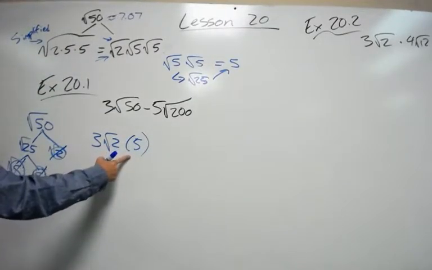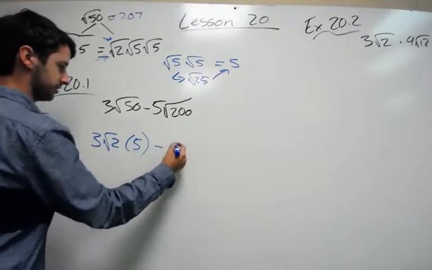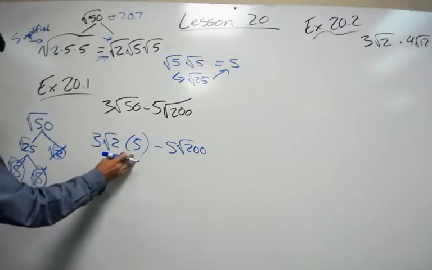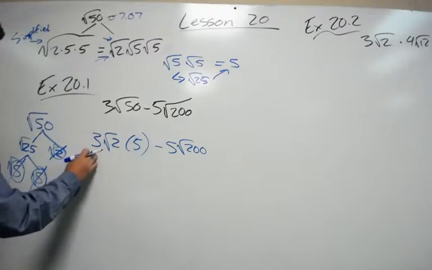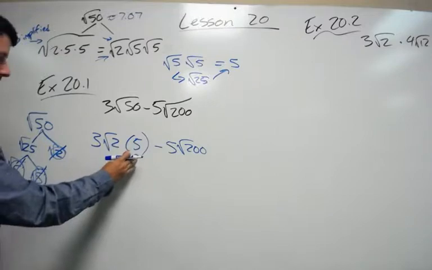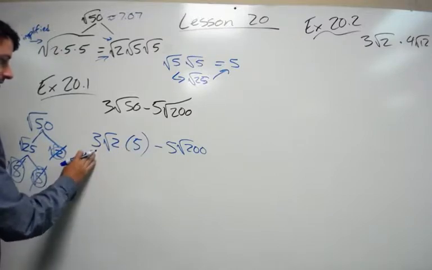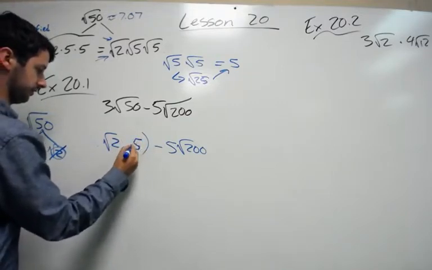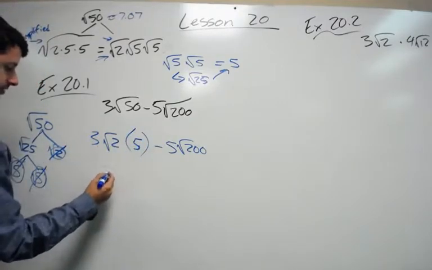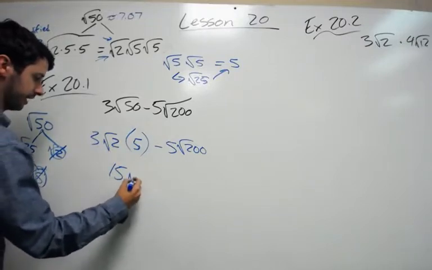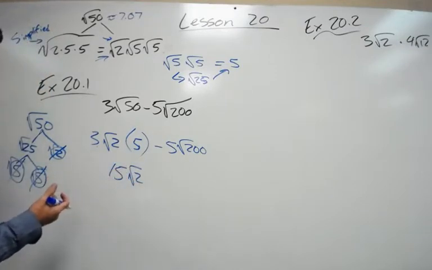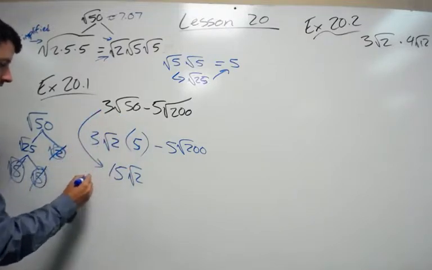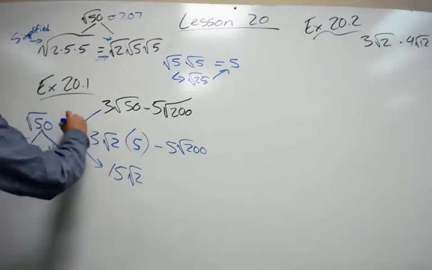So now we're here. This is minus 5 radical 200. Well, the 5 can be multiplied with the 3. They're both whole numbers, so therefore they can be multiplied. So 5 times 3 is 15, and we bring down the radical 2, almost like a variable, like if you had x. 15 radical 2 is where we're at with 3 radical 50. So that is it simplified.